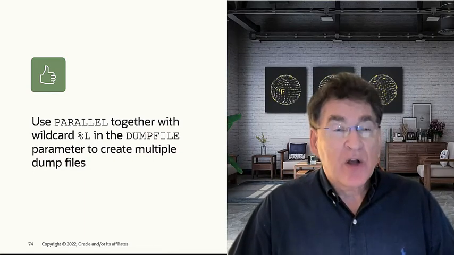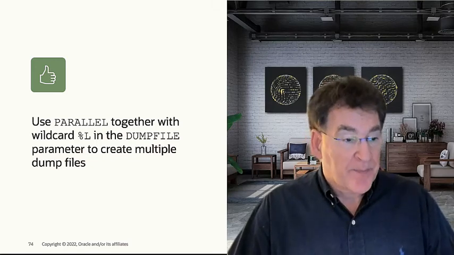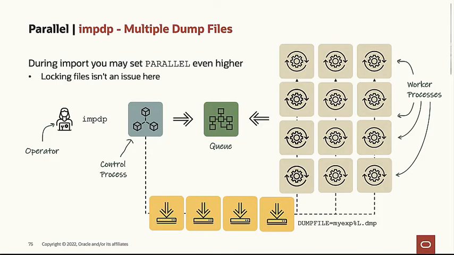You can also use parallelism on import. Locking isn't an issue here because the workers are only reading the dump files, and the degree of parallelism value for export and import are completely separate. For instance, if the target system has more resources available than the source, you can set a higher degree of parallelism for your import job than was actually used on the export job.